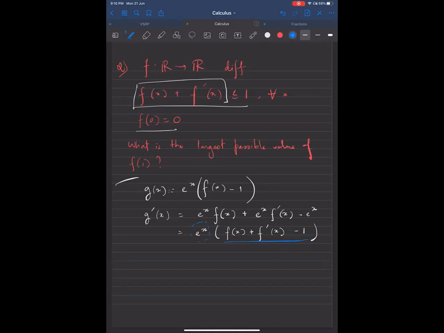Now this thing is always less than or equal to 0, because f(x) plus f prime(x) minus 1 is less than or equal to 0 and e to the power x is always greater than or equal to 0. So g prime(x) is always less than or equal to 0. Now what is g(0)? g(0) is e to the power 0 times f(0) minus 1, that is minus 1.